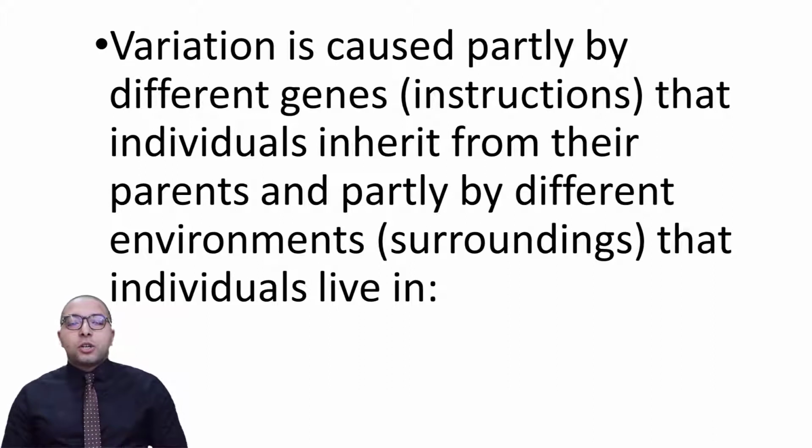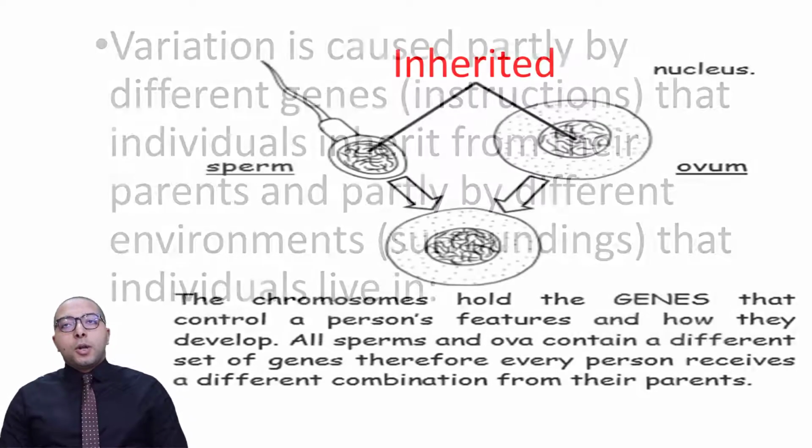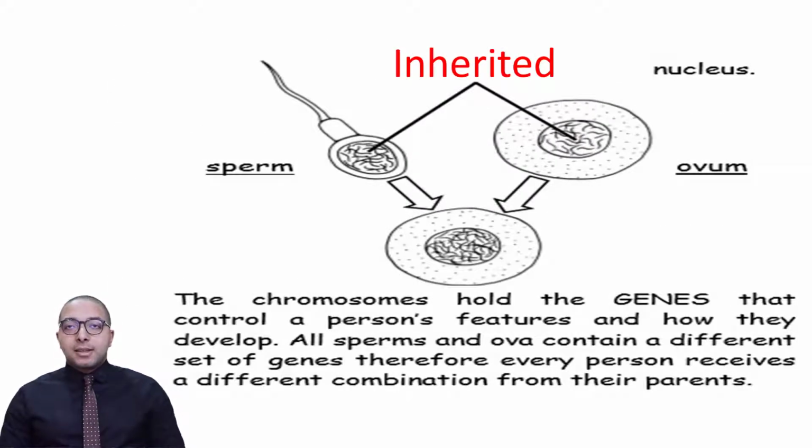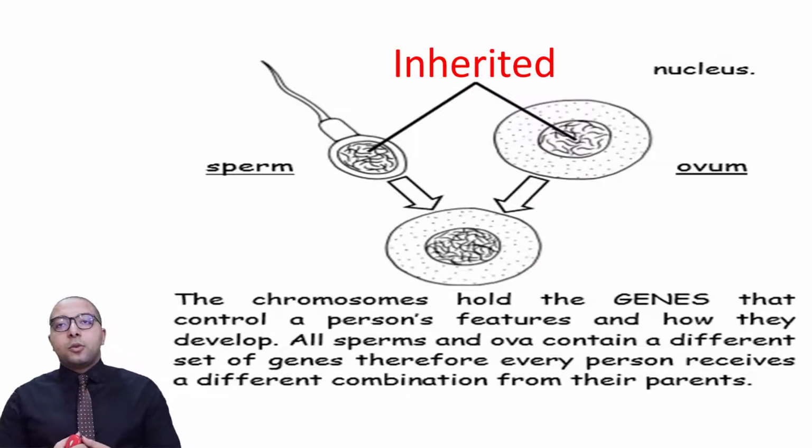Then we said that variation is caused by two different things, either by the genes or by the environment. When the variation is caused by inheritance or the genes, this comes as a result of carrying the DNA or the information from the parents through the sperm and the ovum or the egg cell. These cells are going to fuse together to form certain characteristics that are going to differentiate you from your siblings or among others as well.